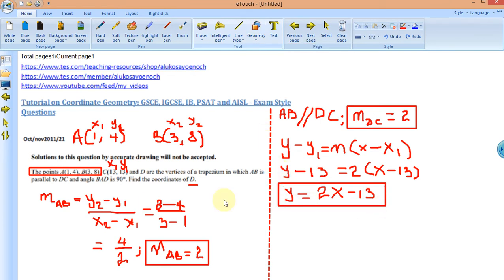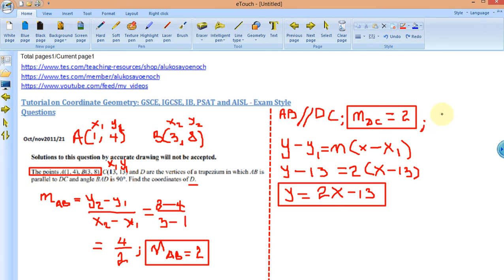Okay, now if you look at this next condition, angle BAD is 90 degrees. So since angle BAD is 90 degrees, angle A is 90 degrees. So the implication of that is AB is perpendicular to AD. Okay, so meaning that AB is perpendicular to AD.